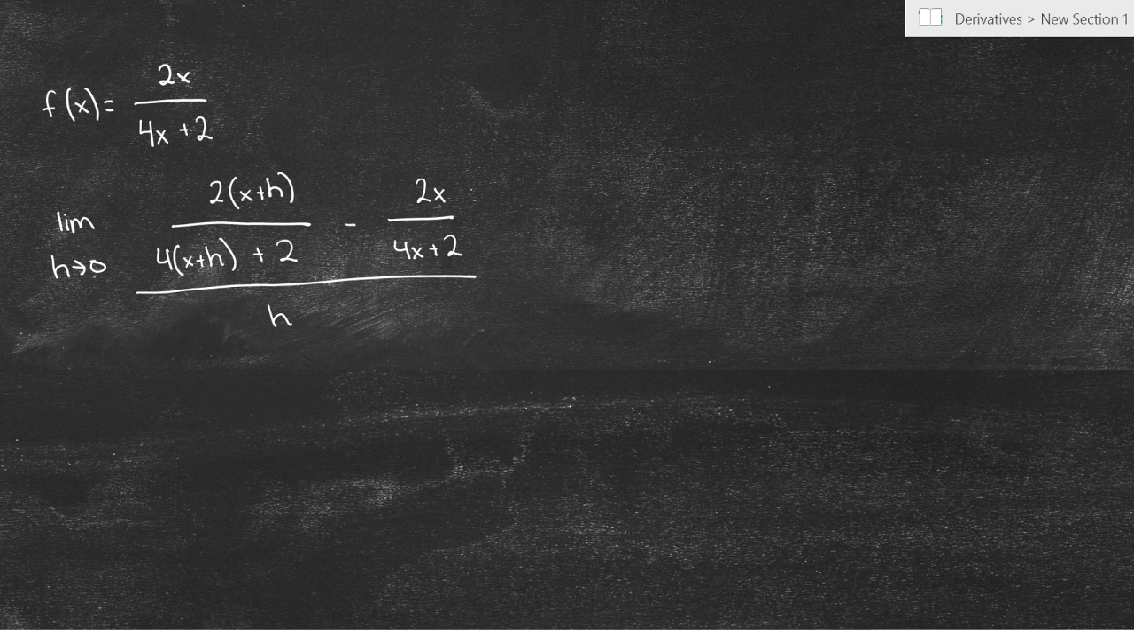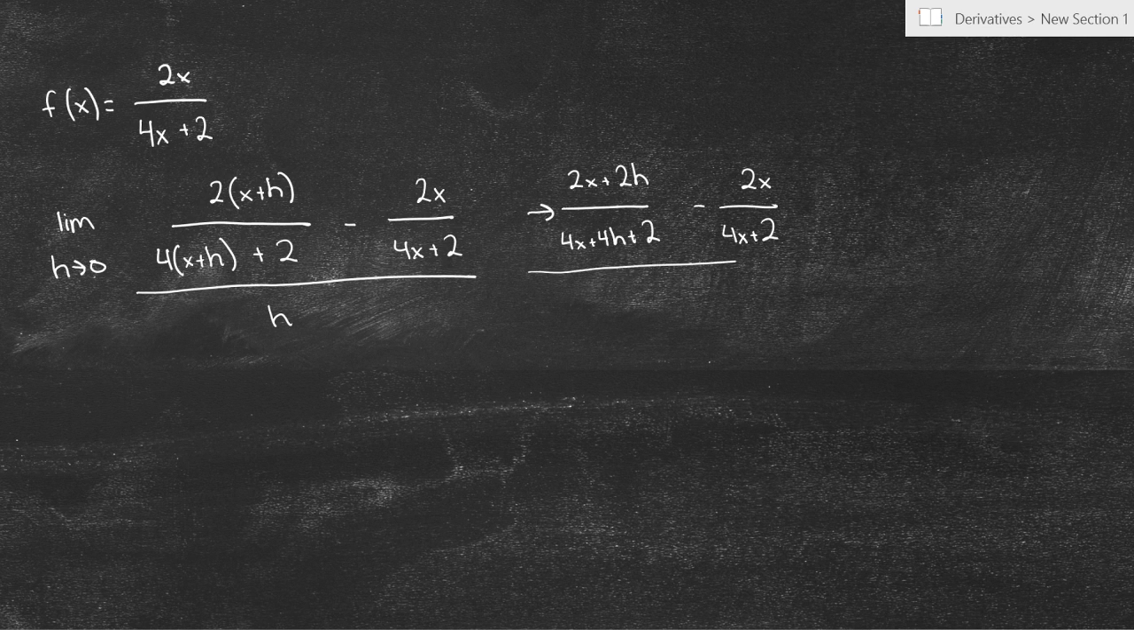So with problems like this, we need to really just focus on the top at first. So first we're going to distribute everything we can, and we're going to get 2x plus 2h divided by 4x plus 4h plus 2, minus 2x divided by 4x plus 2.